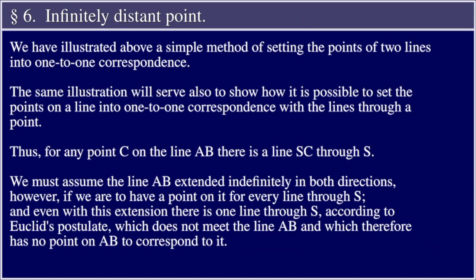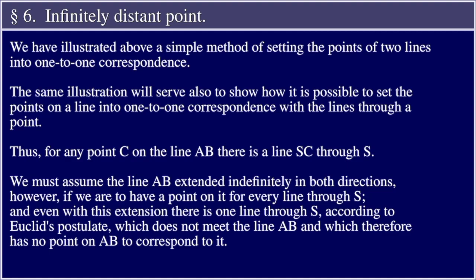Section 6. Infinitely distant point. We have illustrated above a simple method of setting the points of 2 lines into one-to-one correspondence. The same illustration will serve also to show how it is possible to set the points on a line into one-to-one correspondence with the lines through a point. Thus, for any point C on the line AB, there is a line SC through S. We must assume the line AB extended indefinitely in both directions, however, if we are to have a point on it for every line through S.